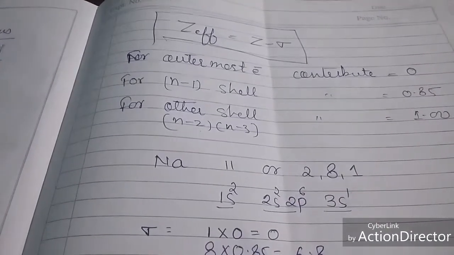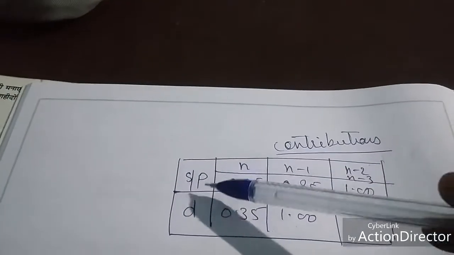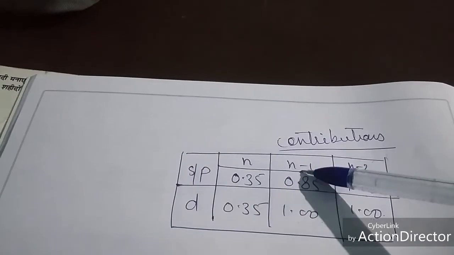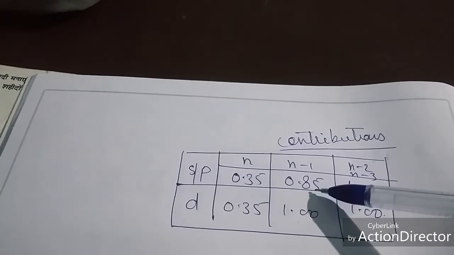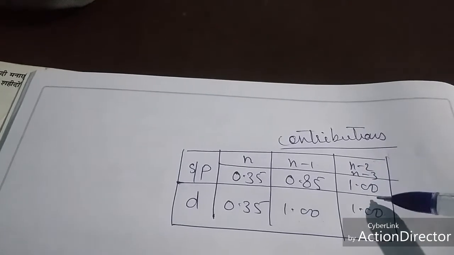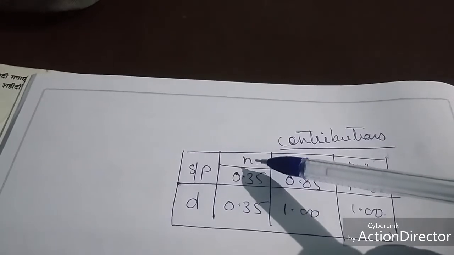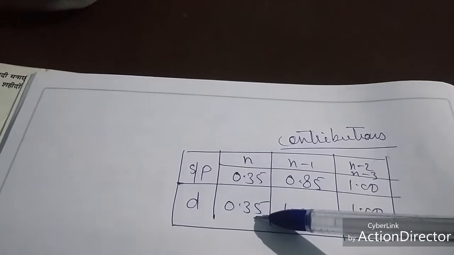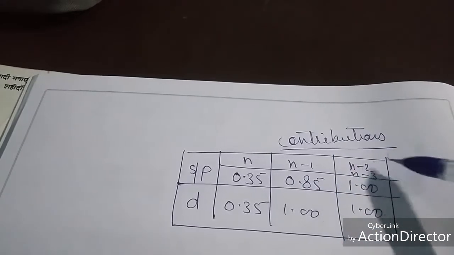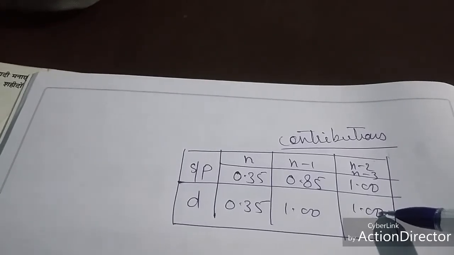Let us summarize it in the form of a table. For s and p, for the n shell electrons, it will be 0.35. For n-1 shell electrons, it will be 0.85. For n-2 and n-3 shell electrons, it will be 1. For d orbitals, similarly for n shell electrons, it will be 0.35. For n-1 shell electrons, it will be 1. For n-2 and n-3 shell electrons, it will be 1.